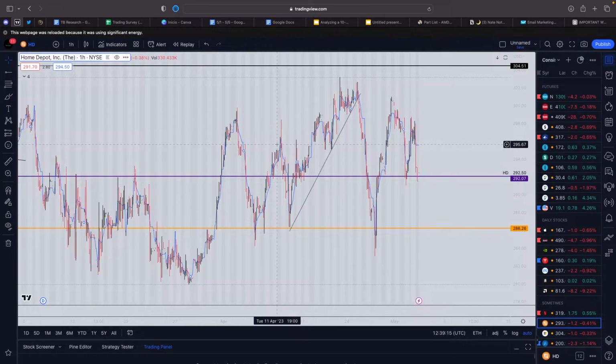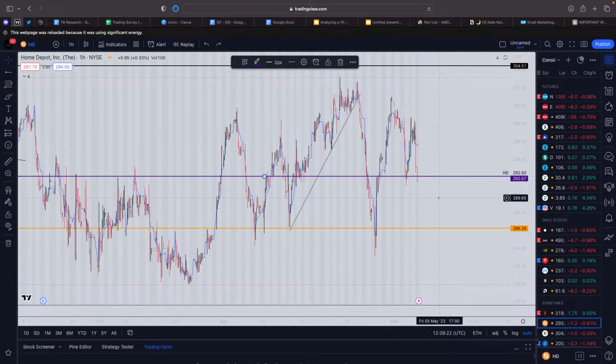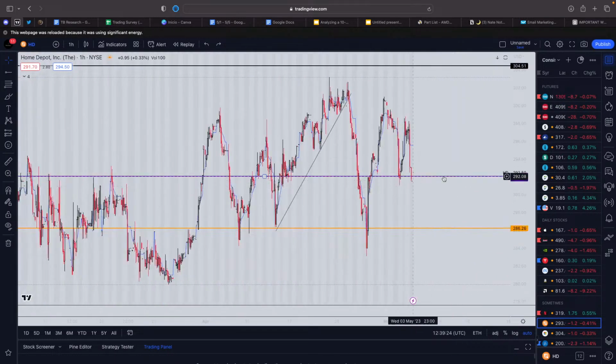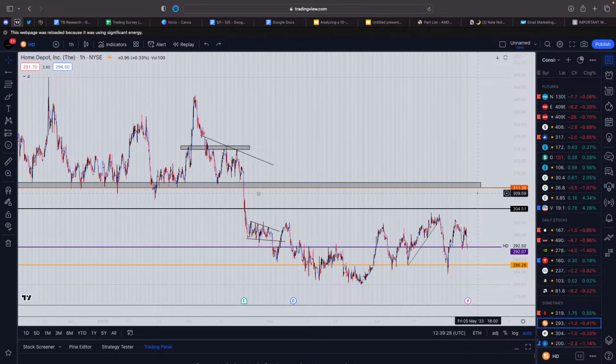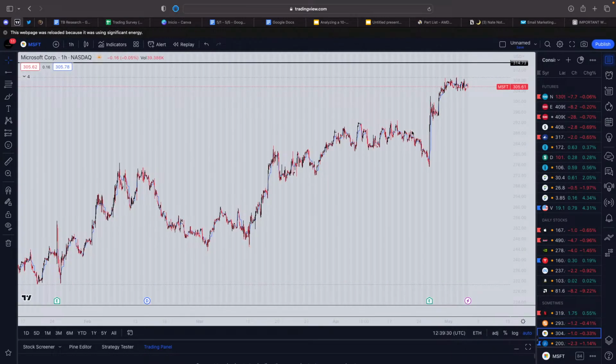So let's move on. Home Depot, 292 seems where small buyers are. Nothing crazy, so I'm probably not going to take anything. But something I've just been eyeing, not really looking to be trading. But yeah, let's move on.